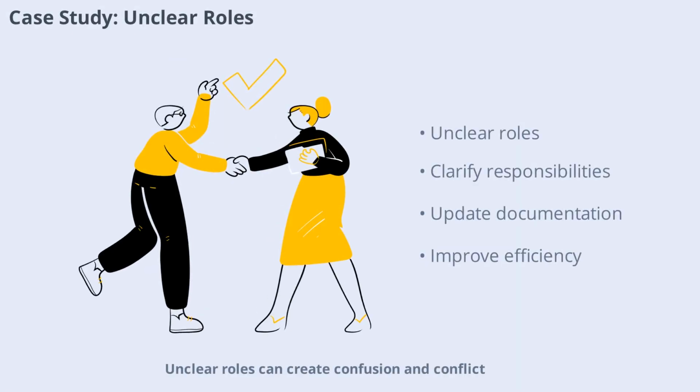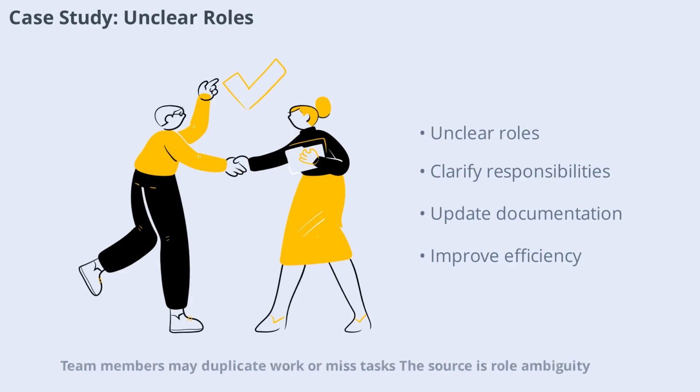Unclear roles can create confusion and conflict. Team members may duplicate work or miss tasks. The source is role ambiguity, and the stage is perceived conflict. You clarify roles and responsibilities, update documentation, and hold a team meeting to ensure everyone understands their part. This proactive approach resolves the conflict and improves efficiency.